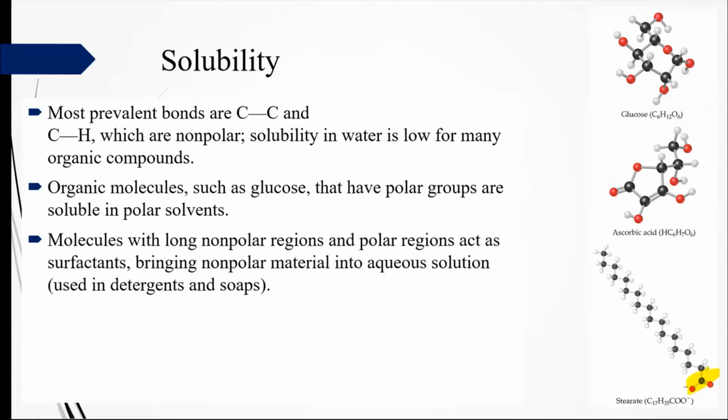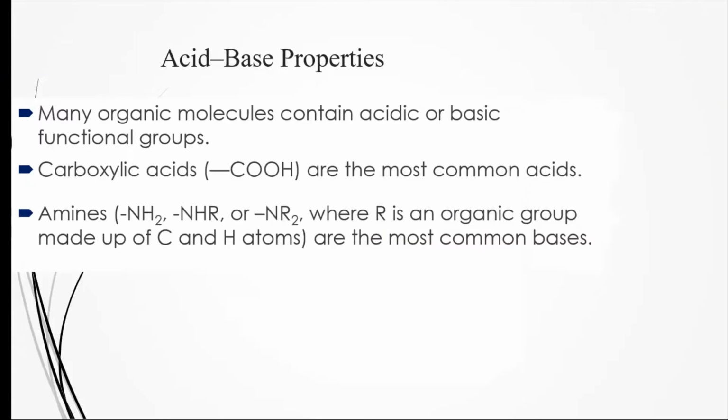So organic molecules such as glucose have polar groups that are soluble in those polar solvents. Other ones might have these long non-polar regions, and then just small polar regions on one side to act as surfactants, right? And so that could be things like our soaps or detergents, but it can also be things like how we make the lipid bilayer inside of a cell. So these different functional groups serve a purpose, and they help dictate the chemistry of our different molecules.